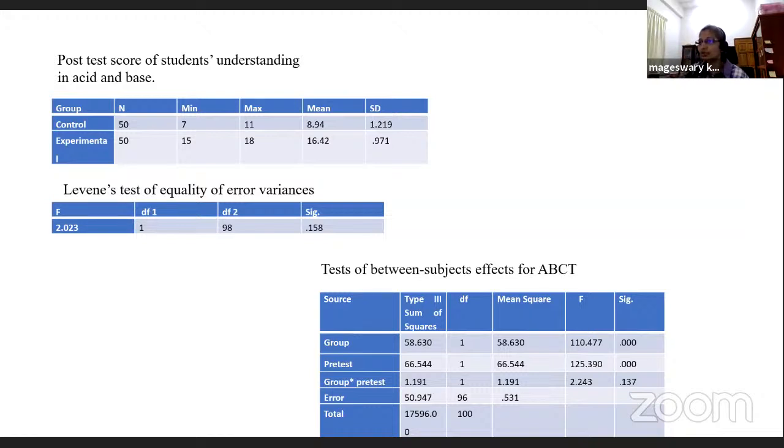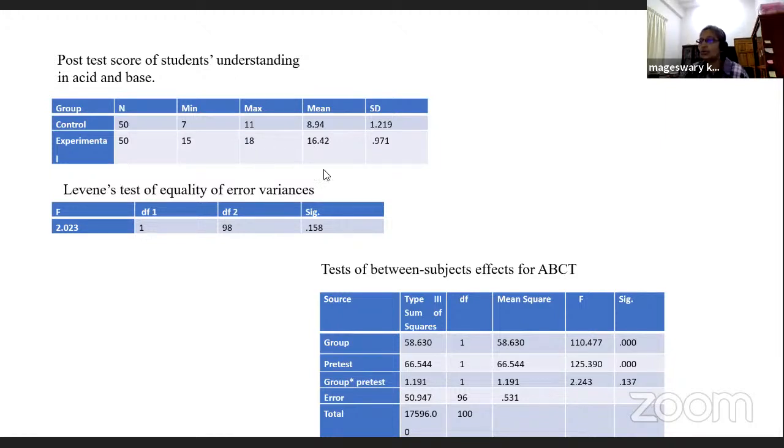These are the post-test scores of students' understanding of acid base. From the minimum and maximum values, I know the range. For the control group students, the range is wider. For the experimental group students, the range is only 3, very short. The mean here is 16 because they are reaching closer to the 18. So I can see that the majority of the students have acquired better understanding, because this is the understanding test.